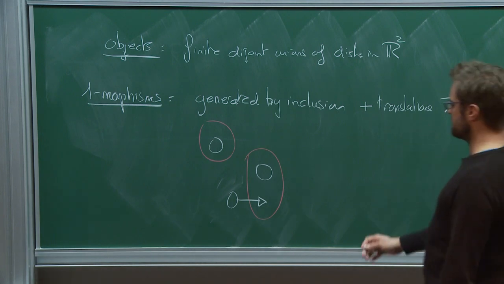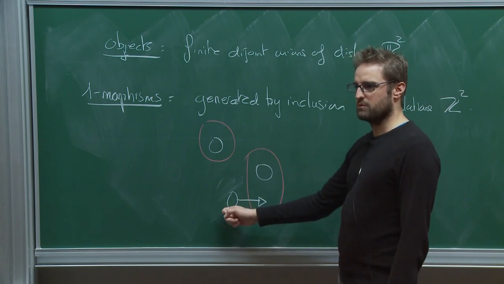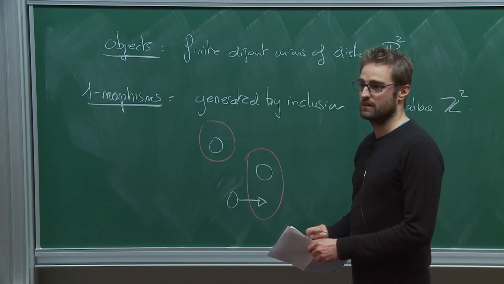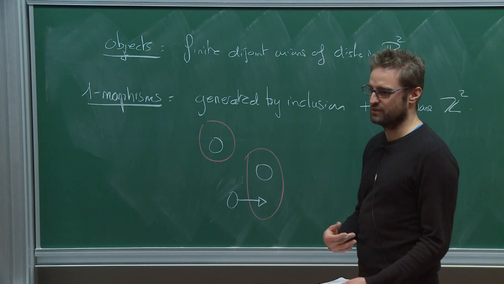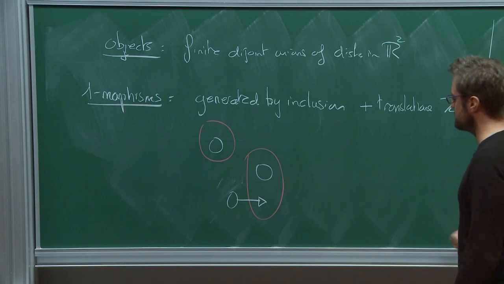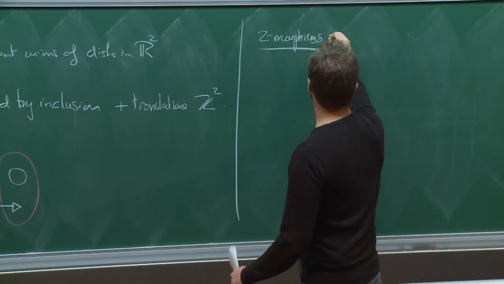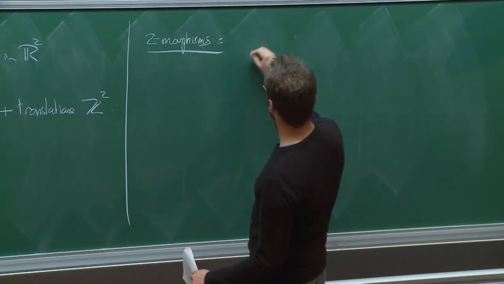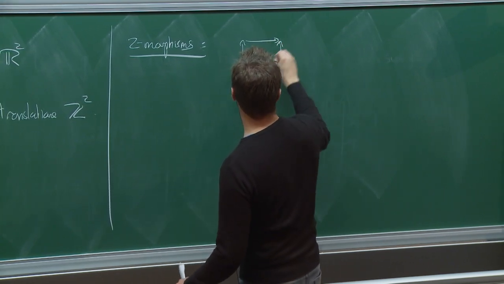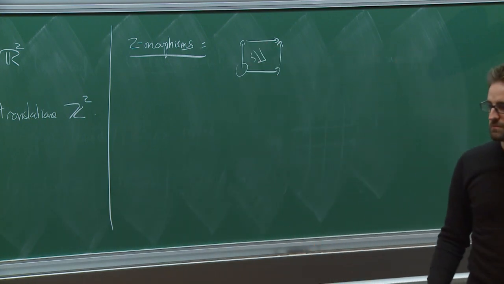Of course, what we ask is that at every single step we never end up in a configuration where disks do overlap. That's really important. Otherwise, we won't get any E2 structure. And then the two-morphisms are these discrete homotopies. They are completely generated by: you have a disk, you can translate it this way, or that way, and we consider that there are two isomorphisms between these.